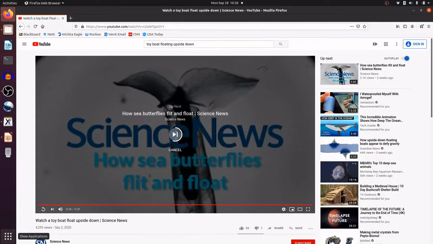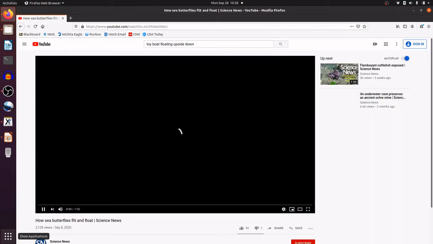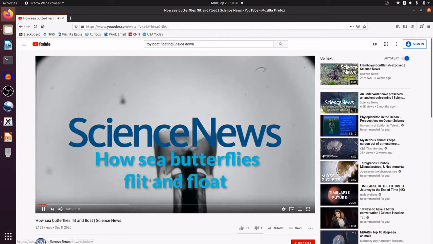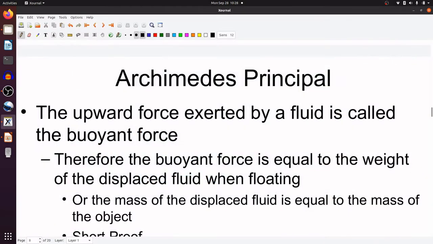That's your buoyant force. That's a good example of showing you that the buoyant force indeed does exist, and it's not just an equal and opposite force of gravity.